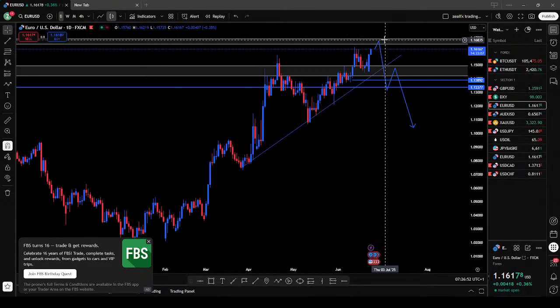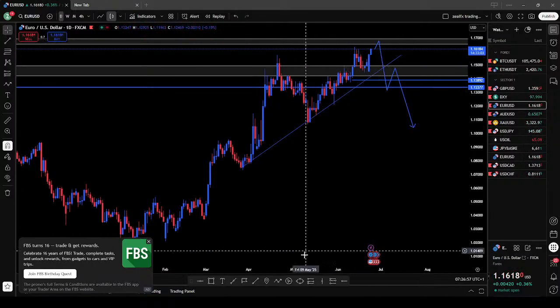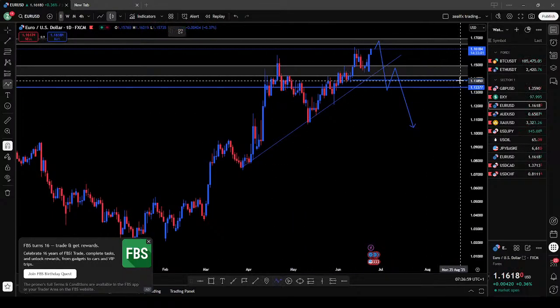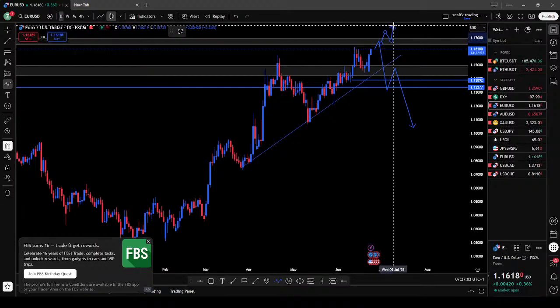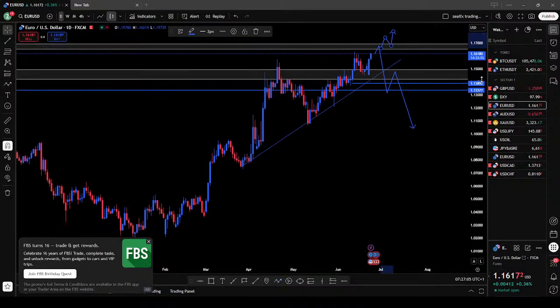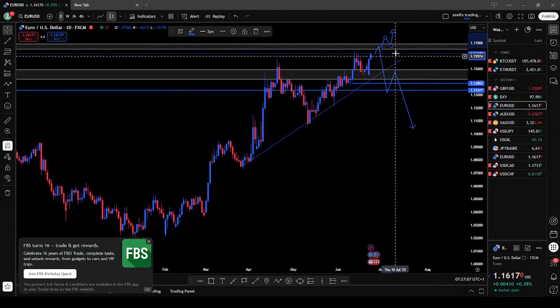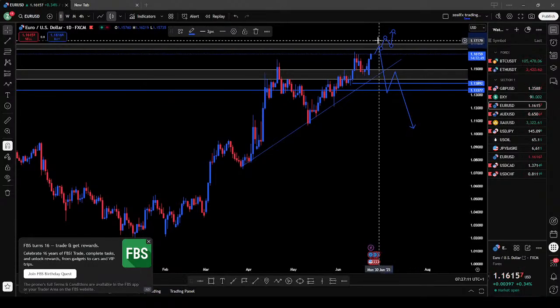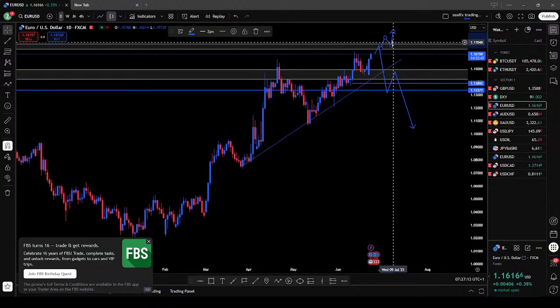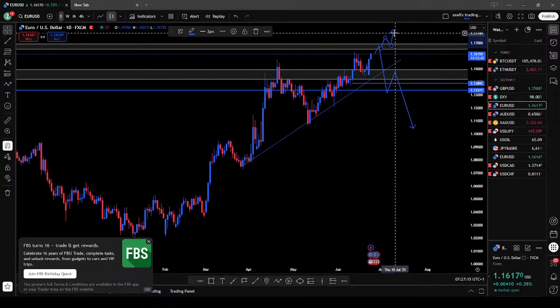This zone is still intact. But if price breaks out of this zone, we expect more buying opportunity. Once we see price break out of this zone, we expect more retest, then we expect more buy for the Euro USD. So we expect more buy if we see price close out of this weekly zone. So we expect more buy on the Euro USD.